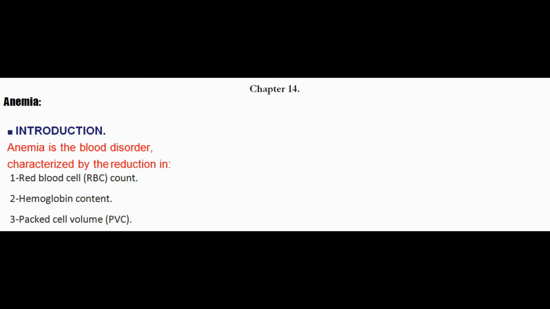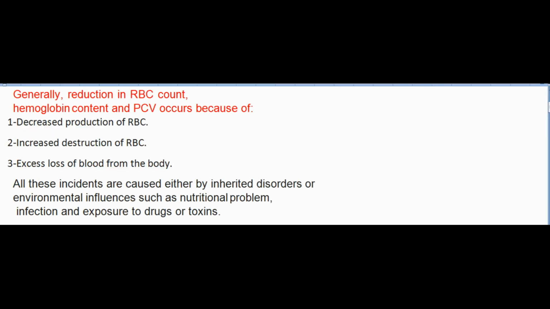Chapter 14: Anemia. Introduction. Anemia is the blood disorder characterized by the reduction in red blood cell (RBC) count, hemoglobin content, and packed cell volume (PCV). Generally, reduction in RBC count, hemoglobin content, and PCV occurs because of decreased production of RBC, increased destruction of RBC, or excess loss of blood from the body.